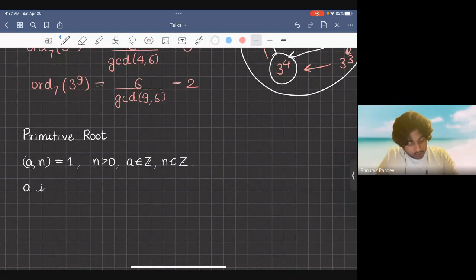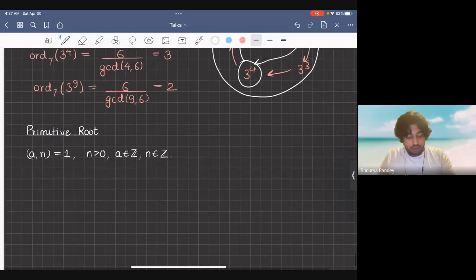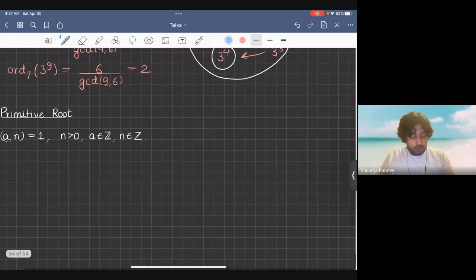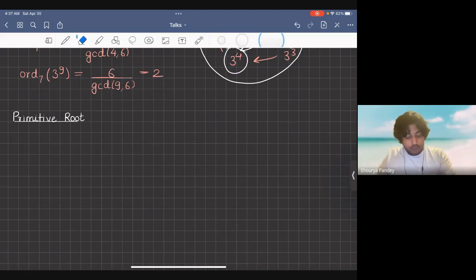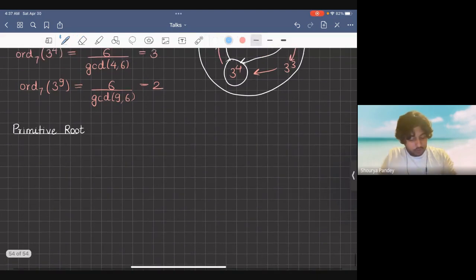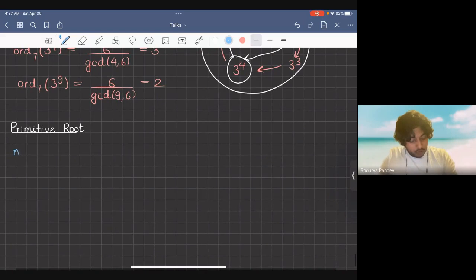A is said to be... okay, by the way, I should introduce the notion of a primitive root. Before the definition, I should actually just give you an example. Notice that mod 7, we just looked at 3 right now, right? So what are the numbers that are co-prime to 7? They are 1, 2, 3, 4, 5, 6, right?